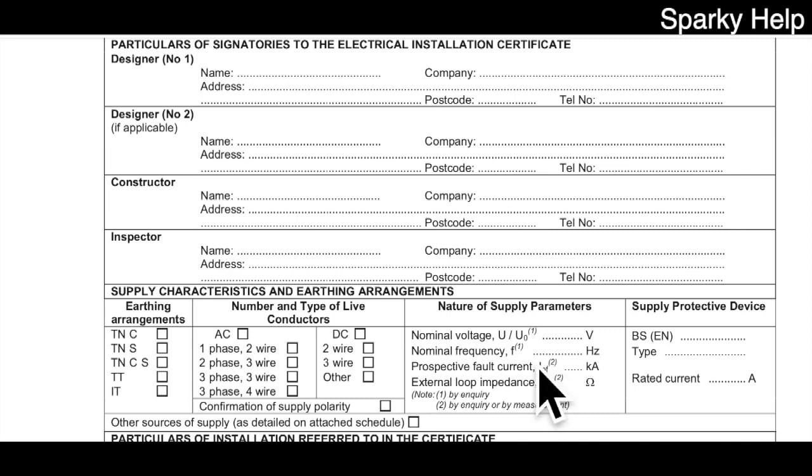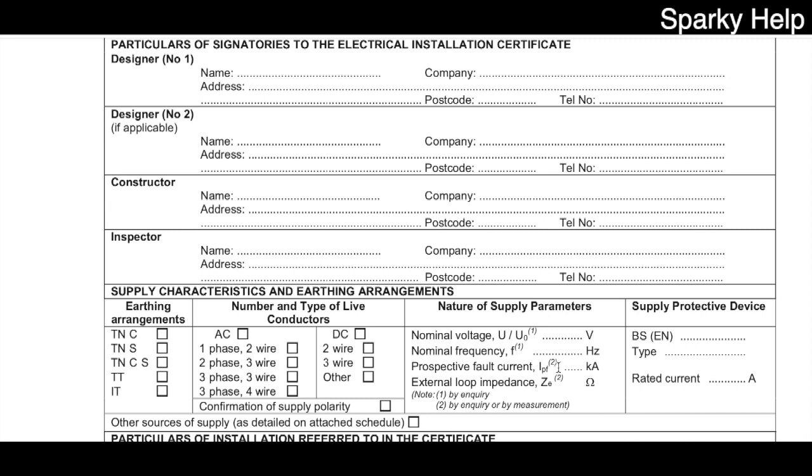But this is the bit we've just been referring to, and that is prospective fault current. And it says number 2 and number 2, and against earth fault loop and fault current, it says by inquiry or by measurement. Remember, if you do by inquiry, electricity companies will quote you the maximum fault current and the maximum earth fault loop for that particular supply if they happen to know it. Therefore, we're more likely, to be honest, to measure them.